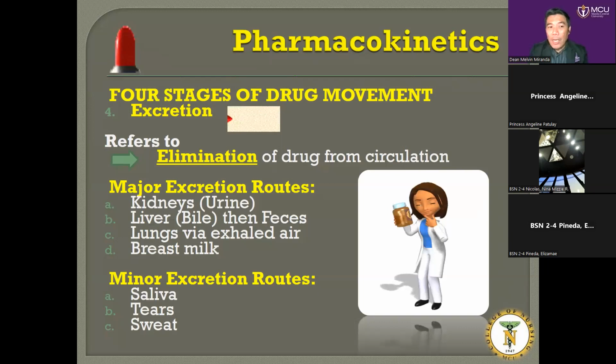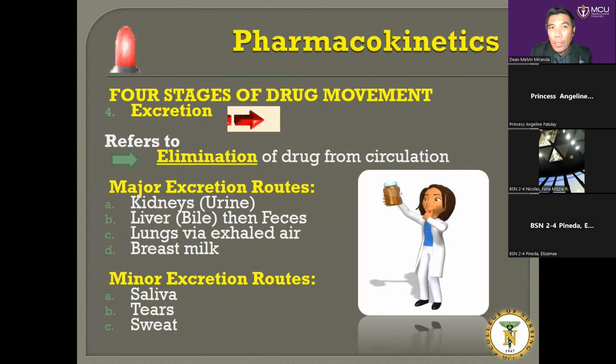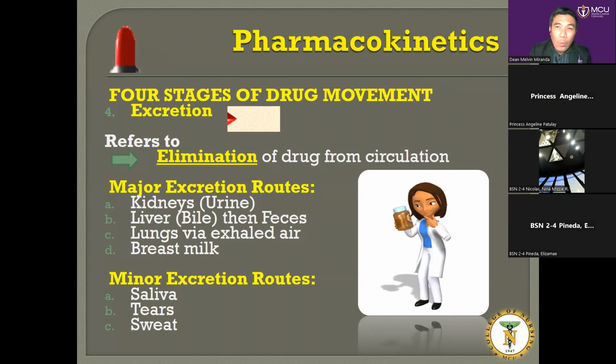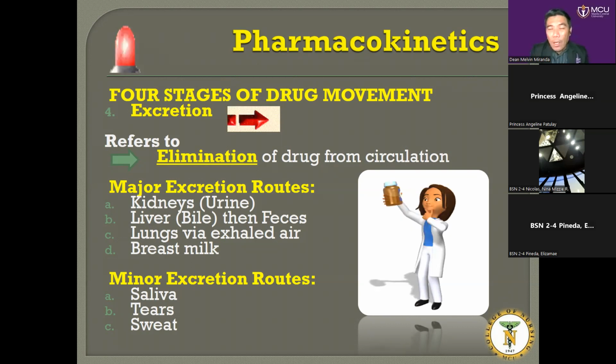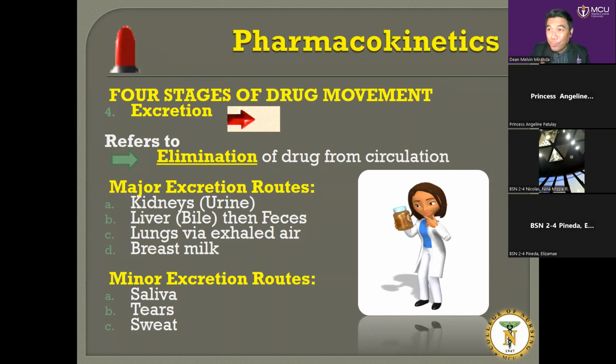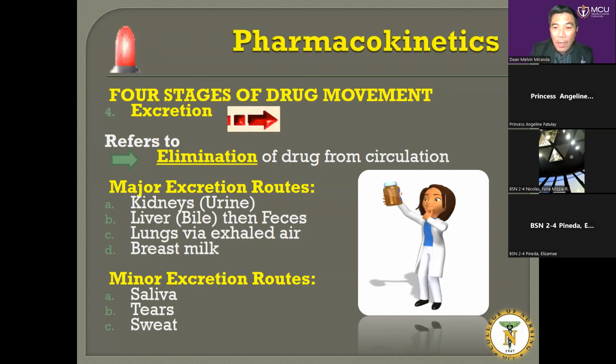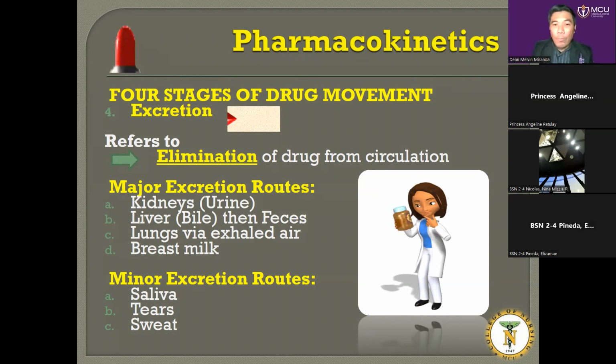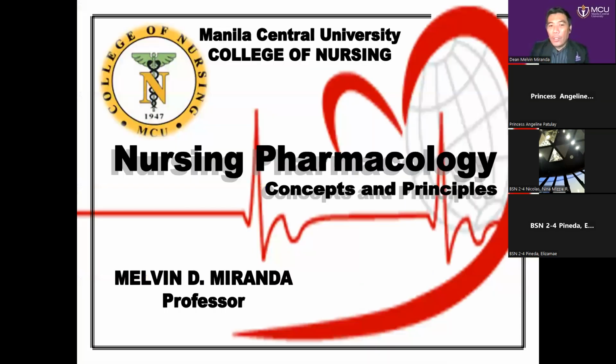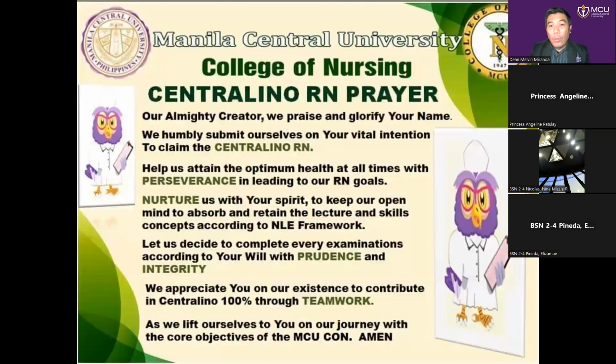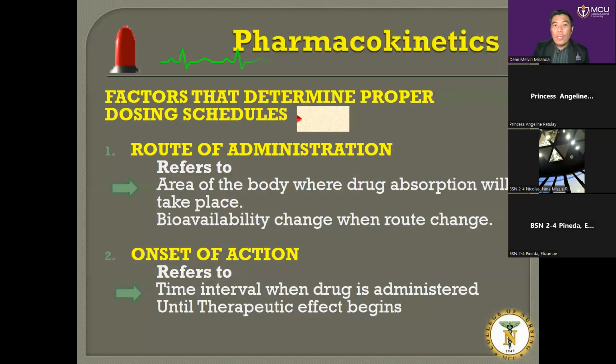Minor excretion routes could be saliva, tears, or sweat. Kaya remember, there are some drugs that once administered to the patient, nagmamanifest sa amoy. Similar also with alcohol. When individuals have taken alcohol, it will manifest through the breath, and through the sweat or odor. Now, in particular, what are those basic terms that are very important when it comes to pharmacology? Those are the factors that determine the proper dosing schedule. So this could be the last slides that will cover the topic 1B topics.